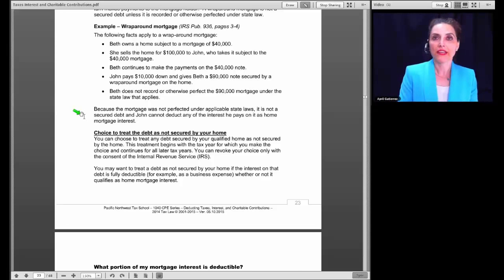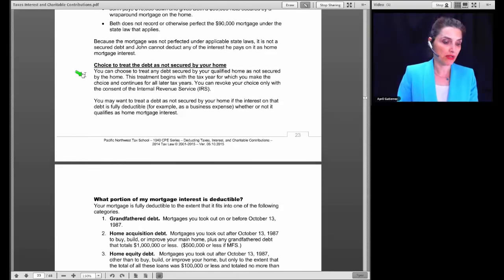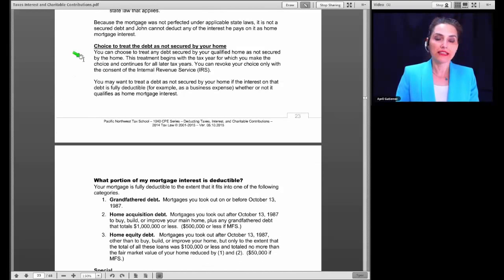The choice to treat the debt as not secured by your home. So in order for it to be deductible as home mortgage interest, it must be secured by the home. But there are certain situations where debt could be secured by the home and you choose not to deduct it as mortgage interest anyway. And that's what this particular paragraph is about. You can choose to treat any debt secured by your qualified home as if it was not secured by the home. This treatment begins with the year for which you can make the choice and continues for all later years.